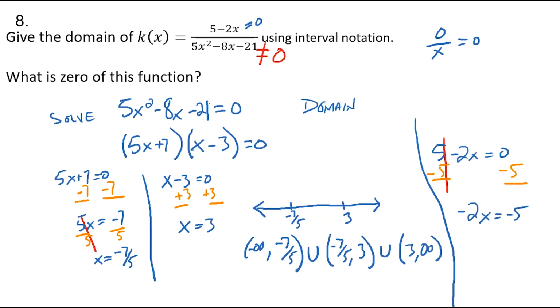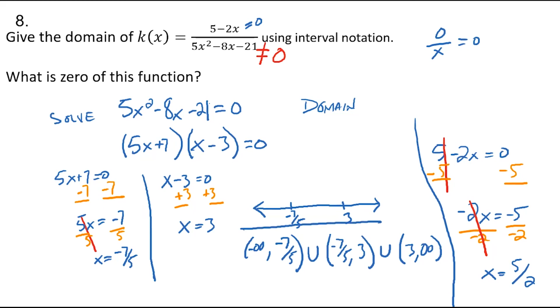And then let's divide both sides by negative 2. So these cancel out, and we end up with x is equal to, well, negative divided by negative will give us positive 5 over 2.